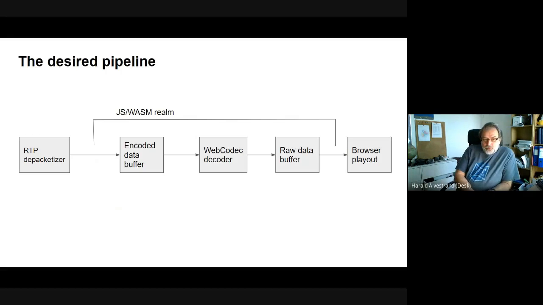So this is the pipeline that would be desirable. We'd want to take packets from the RTP depacketizer, put them in the encoded data buffer, because buffering takes much, much less room when you do it while data is encoded. Then once you need the packets, you run them through the WebCodecs decoder, and then do all the algorithmic filtering on the raw data, because audio data is much, much easier to deal with when it's raw.